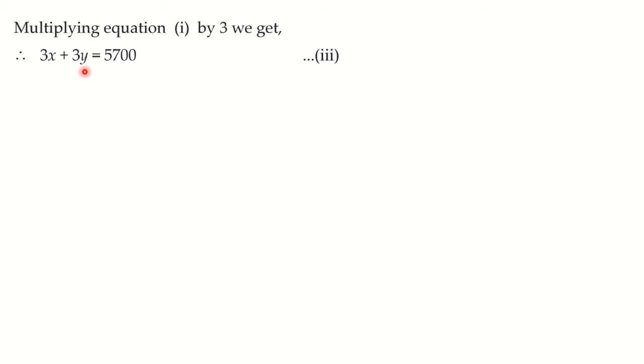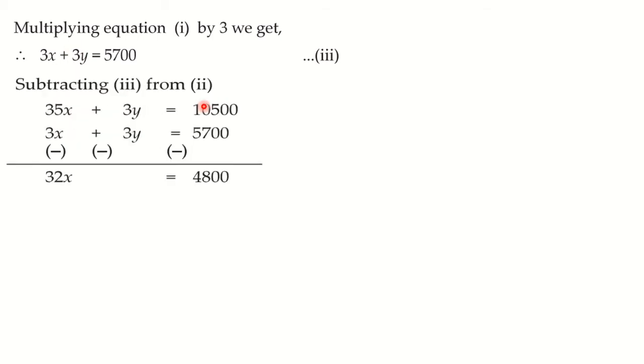Now there also 3y, here also 3y, both are positive. So you have to go for subtraction. Subtracting equation 3 from 2, so 2 we are writing up and 3 we are writing down. Then changing the signs of the second equation everywhere. So 35 minus 3, that is 32x. And 10,500 minus 5,700 will give you 4,800. And from that, the value of x is 150. You have to stop here. You will not substitute x in any one equation.